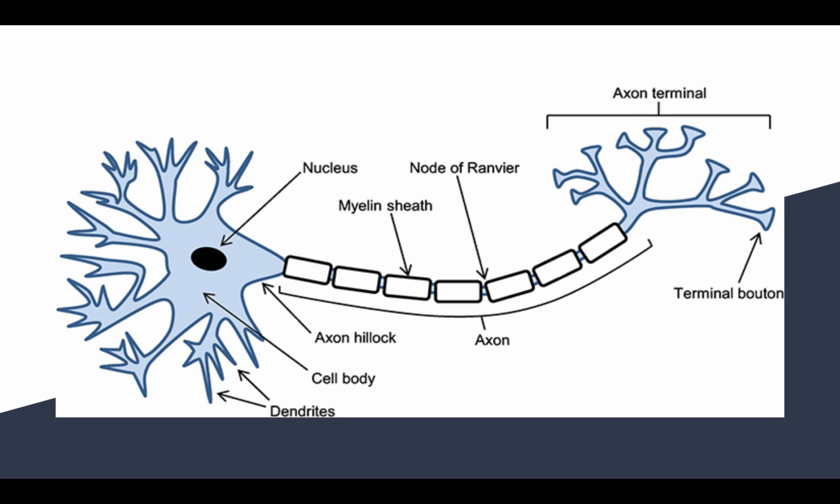The second type is an interneuron. They originate and die in the brain or the spinal cord, and their job is to make connections between axons that are either coming from the brain to the spinal cord or the spinal cord to the brain.